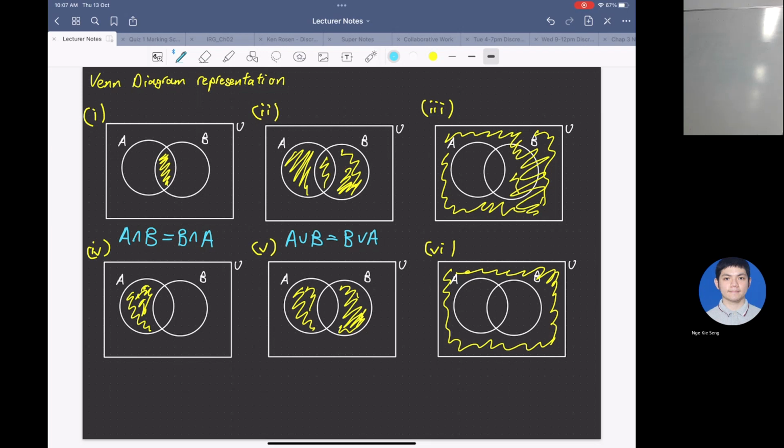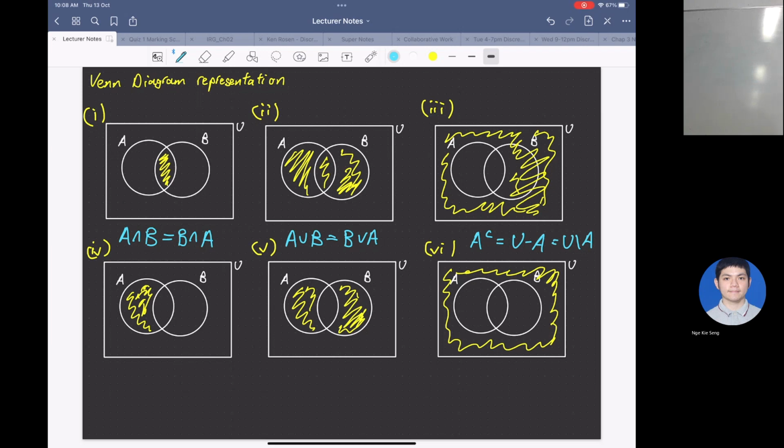How about 3? 3 is what? A complement. U minus A. U slash A. Any other answer or not? If you have, shout it out.